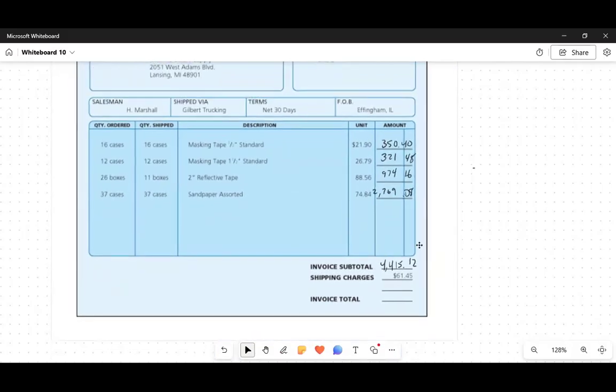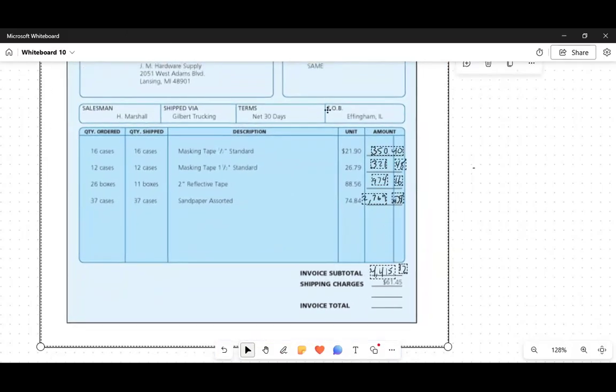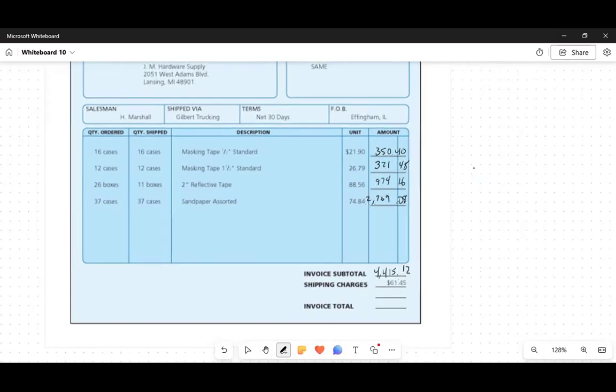Now there's some shipping charges included on this one, and it says here that it's going to be shipped to Ellingham, Illinois. Because it says FOB, whatever address is in here is the person who's going to pay for it. And if you notice, JM Hardware is located in Lansing, Michigan. So that means I'm paying for the shipping, which was $61.45. So if I add those two items up, it comes out to $4,476.57.